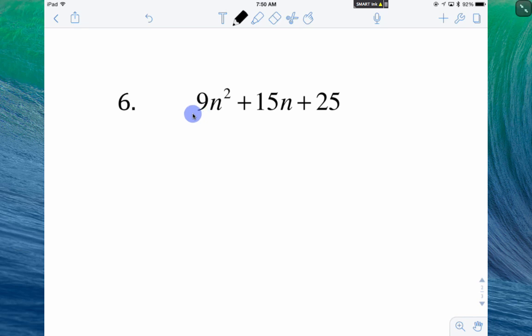All right, we are in standard form. I do not see any common factors. This is not a nice trinomial with leading coefficient 1.